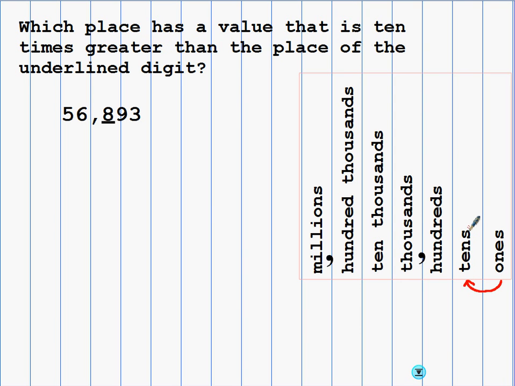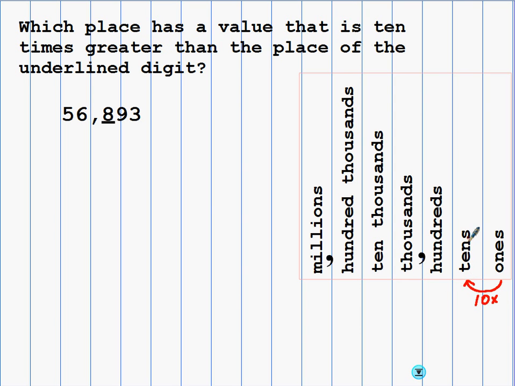Now think about this. It takes 10 ones to make 10. So our tens place is 10 times greater than the ones place. So if I move one place to the left from my ones to the tens, that place will increase 10 times. It will be 10 times greater. So we'll put 10x to represent 10 times.